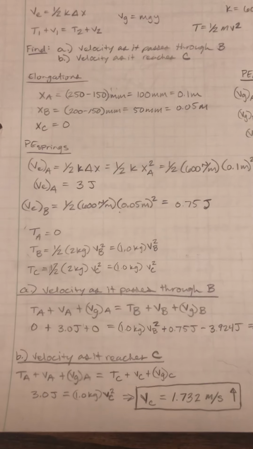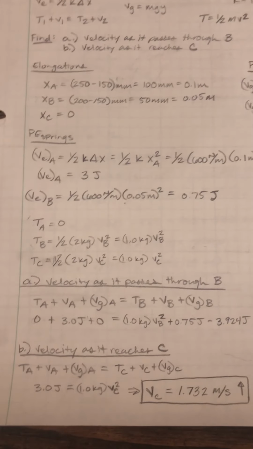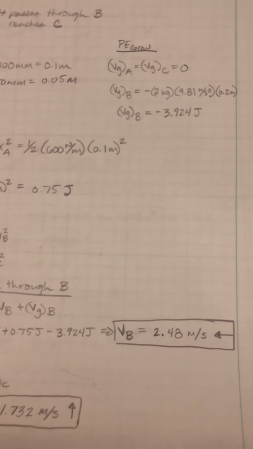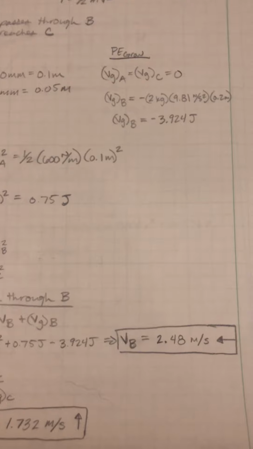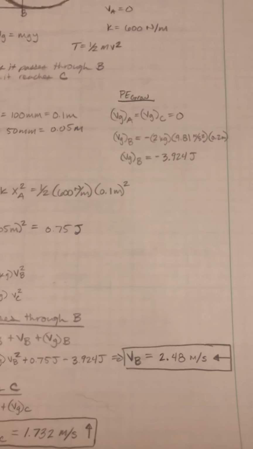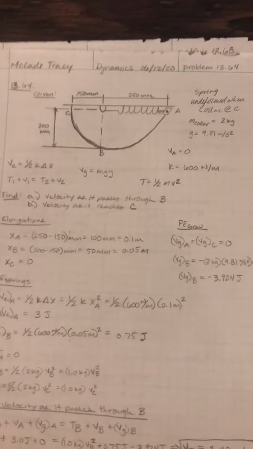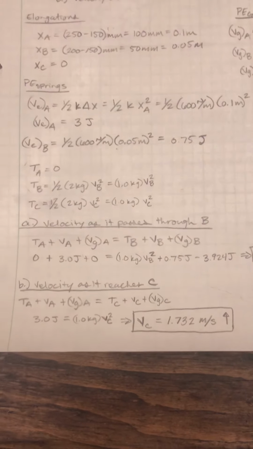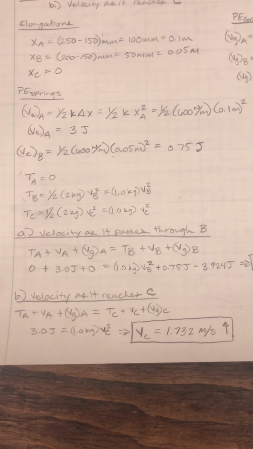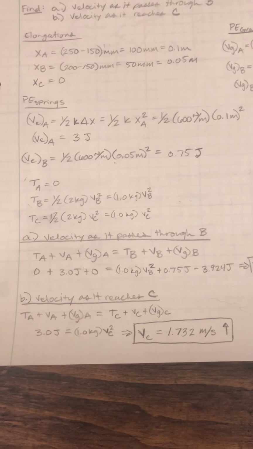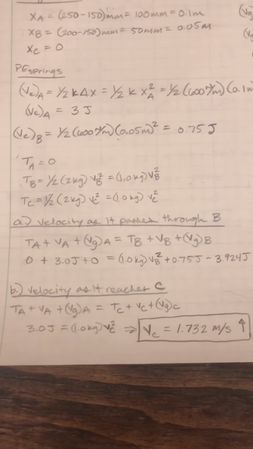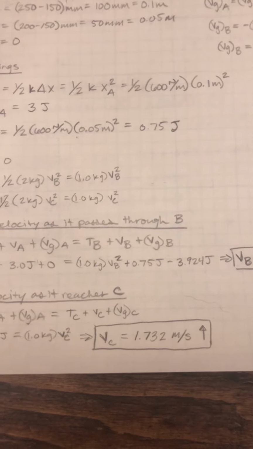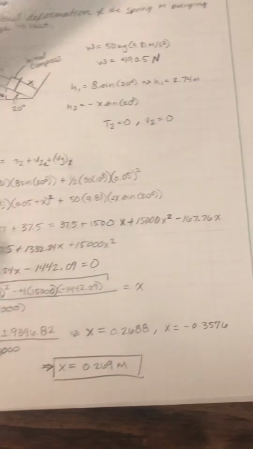Plugging in our values that we have calculated already, we find that the velocity as it passes through B is equal to 2.48 meters per second, and that is obviously acting to the left as per the diagram that we were given. Using the same equation and plugging in our values to find the velocity as it reaches C, we find that the velocity as it reaches C is equal to 1.732 meters per second in the vertical direction.